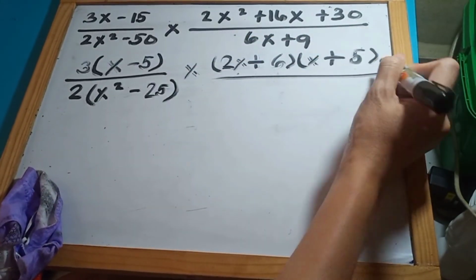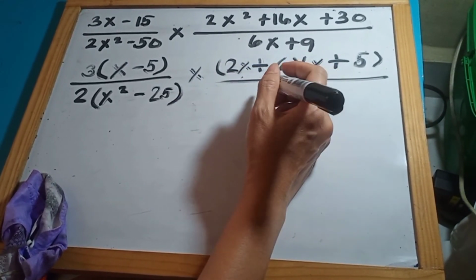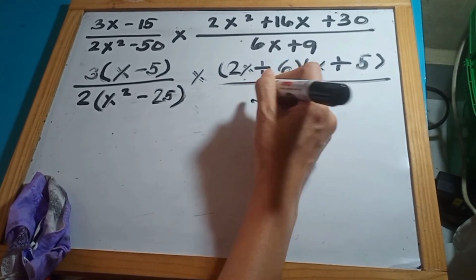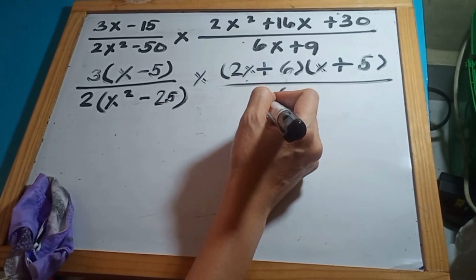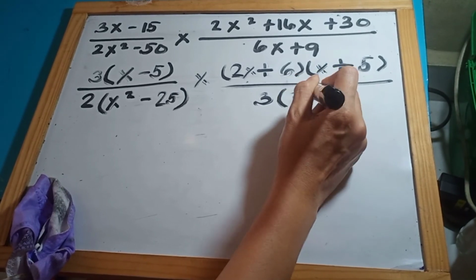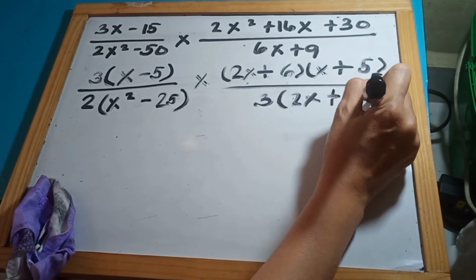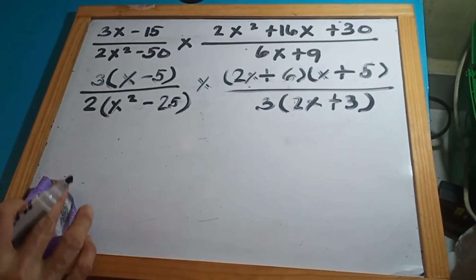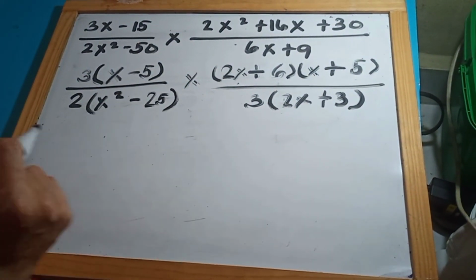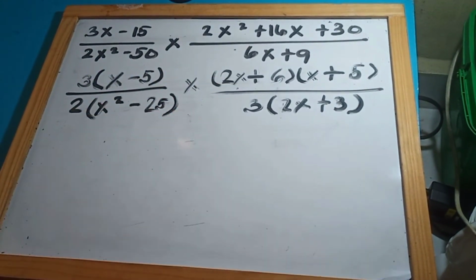Now, let's factor the denominator. So, 6x plus 9, common monomial factor ulit to. So, ang kanilang common factor is 3. Lalabas natin si 3. 6x divided by 3, that is 2x. And then 9 divided by 3, that is plus 3. So, ito na yung factor ni denominator. Titingnan natin ngayon yung mga na-factor natin. Meron pa bang iba na pwede pa nating i-factor doon sa mga na-factor na natin?